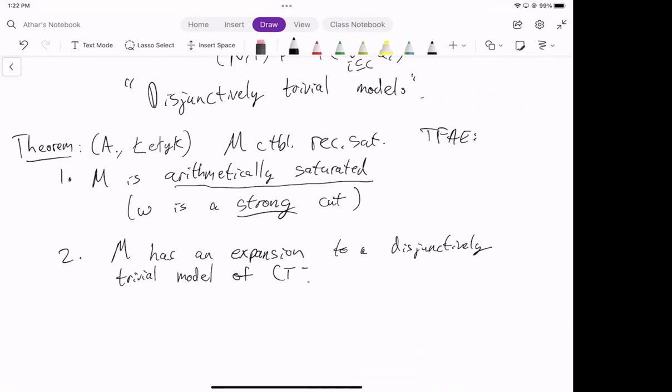Let me just say, well, you probably were going to say that anyway, that this is very beautiful. It means that if you're not arithmetically saturated, you are forced to make some of the disjunctions true by the weakness of the standard cut. I think this is quite fascinating.